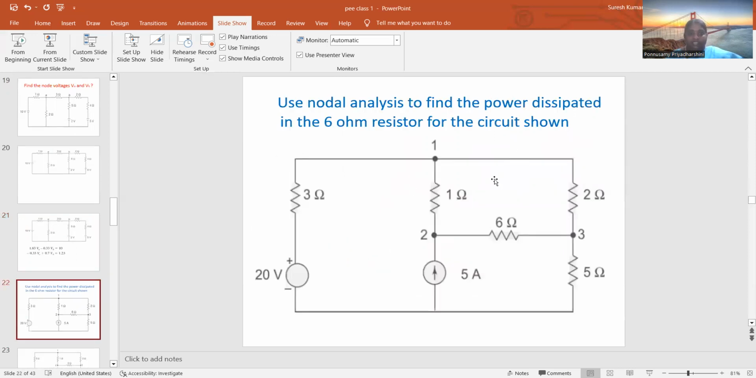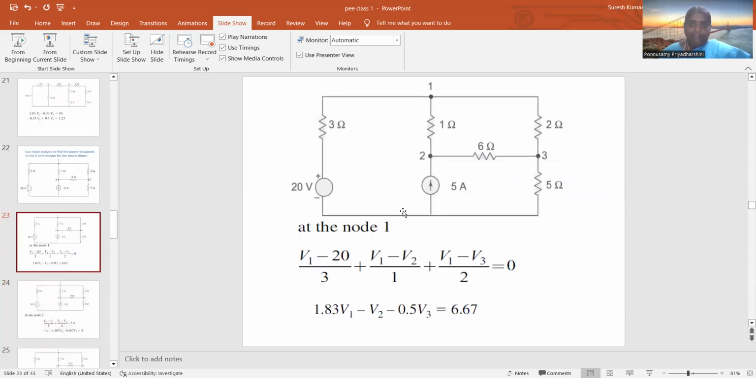Using nodal analysis, find the power dissipated in the 6 ohms resistor of the circuit shown. In this circuit, we have to find the power dissipated in the 6 ohms resistor. For this, we have to find the current flowing through the 6 ohms. They have specifically said to use nodal analysis and they have given these nodes. So apply KCL and get the current flowing through the 6 ohms resistor.